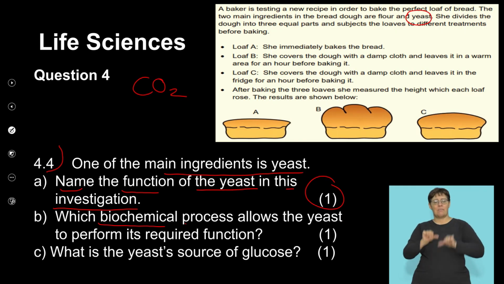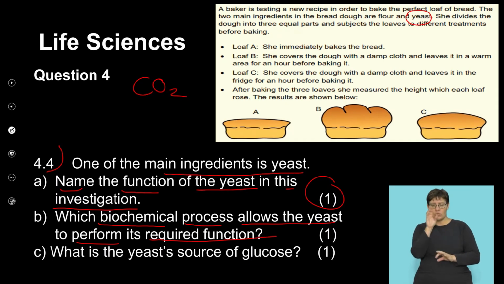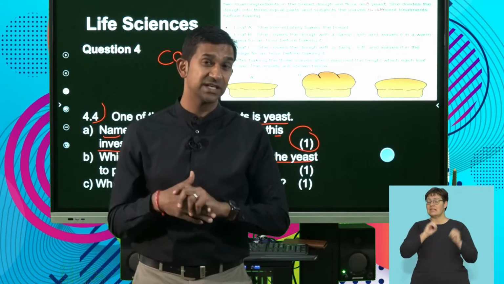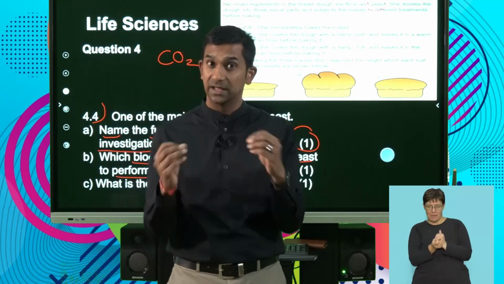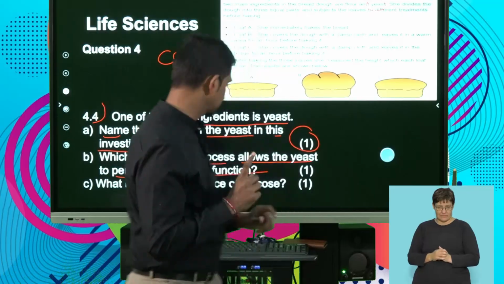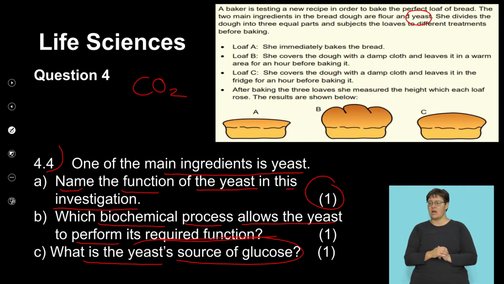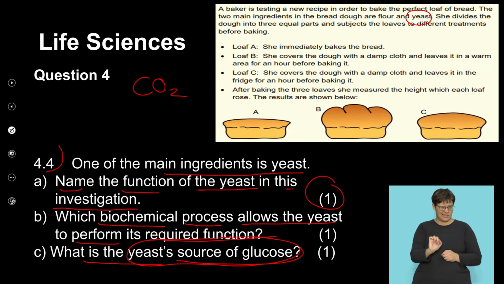Which biochemical process allows the yeast cells to perform its required function? And so guys, we've been looking at cellular respiration. So it's a process of cellular respiration that is causing these bubbles to be produced. And finally, what is the yeast source of glucose? So the yeast cells require a source of glucose to be able to carry out cellular respiration.